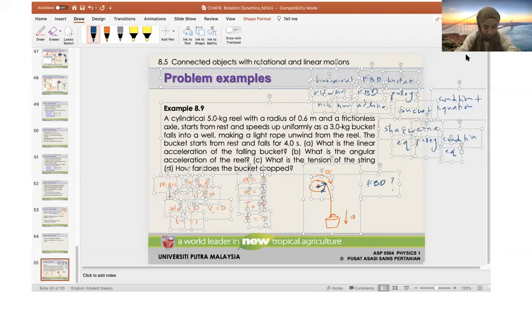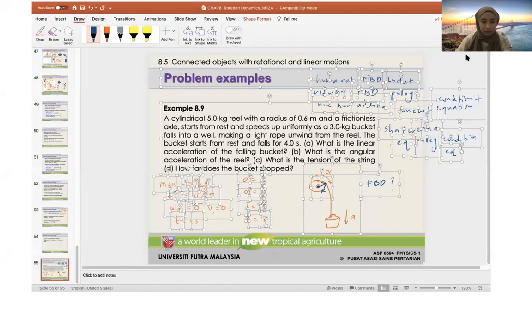Yep, betul. T minus m2g equals to minus ma. Okay, betul. Thank you. Okay, so let me write that down for everyone else. So huge. Okay, so let's do that together.